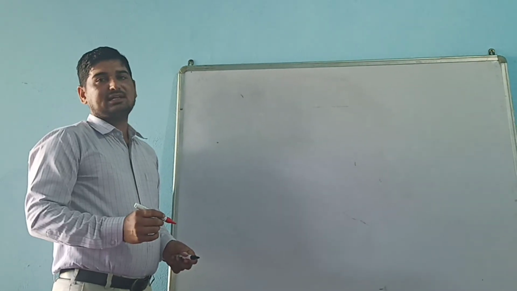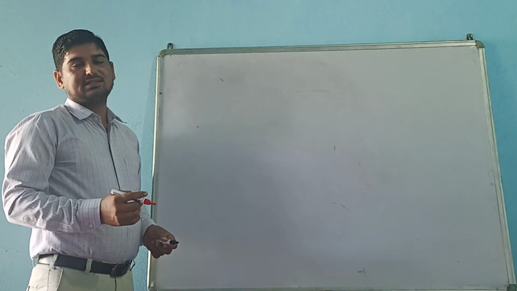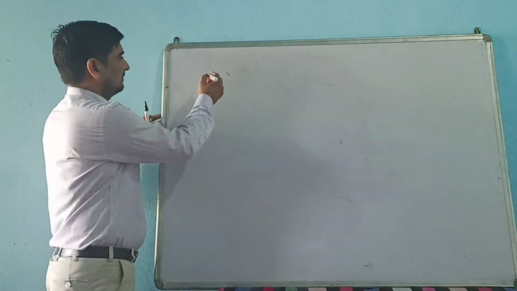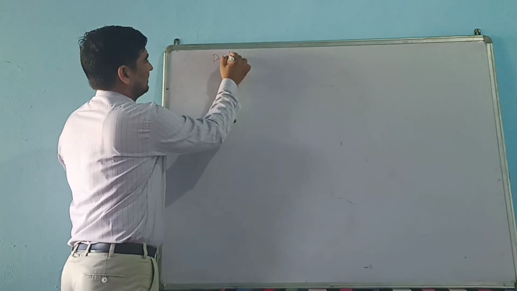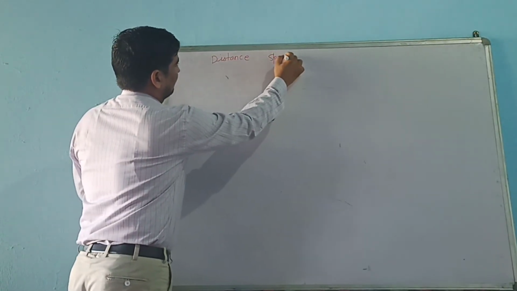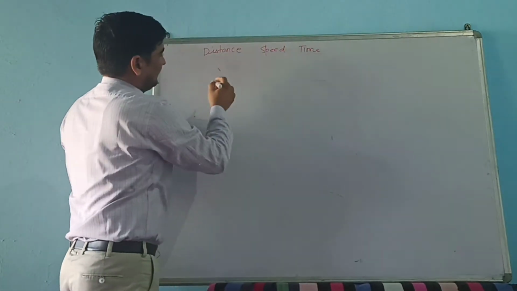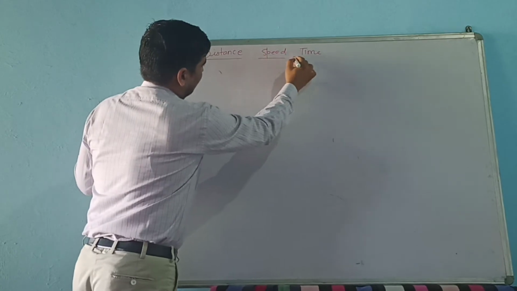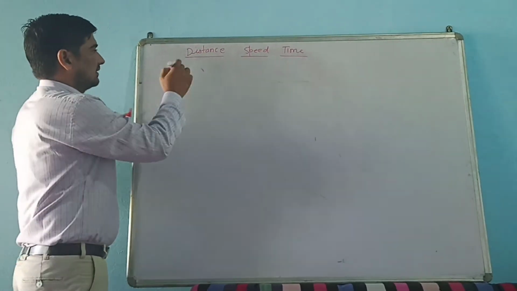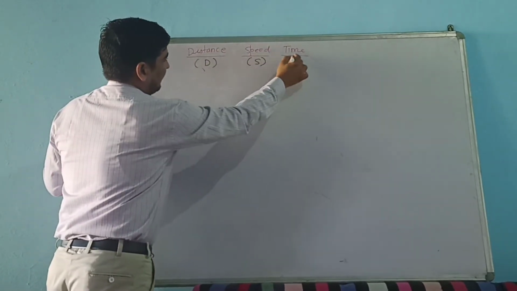Children, in the previous class you have already learnt about speed, time and distance. Today we are going to discuss the relation between these three factors. You have learnt about distance, another one is speed and the third one is time. Today we are going to learn about the relation between distance, speed and time.